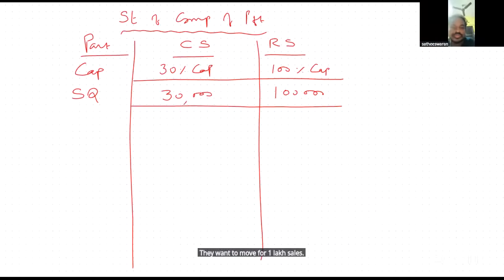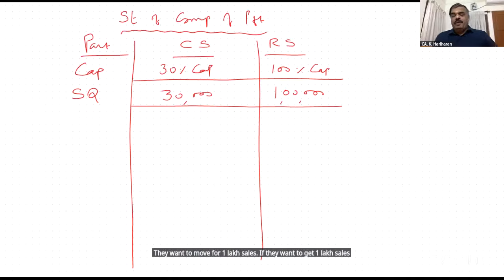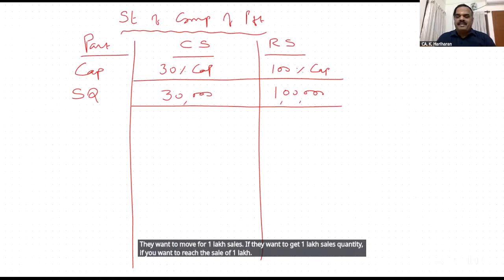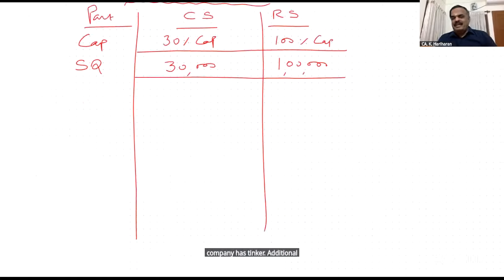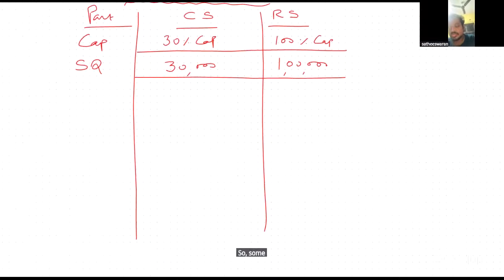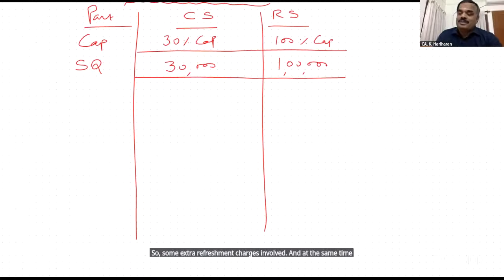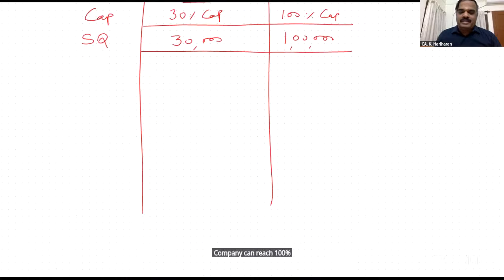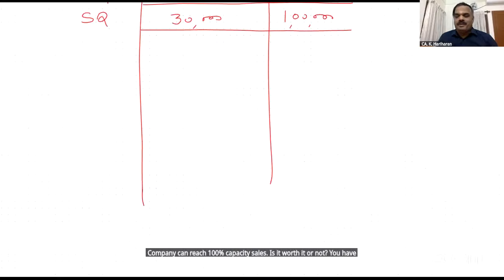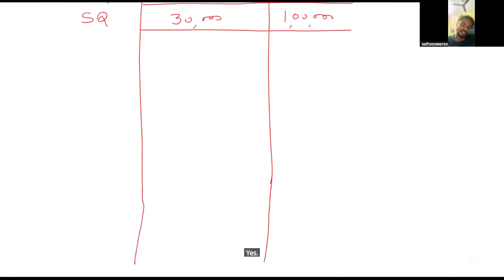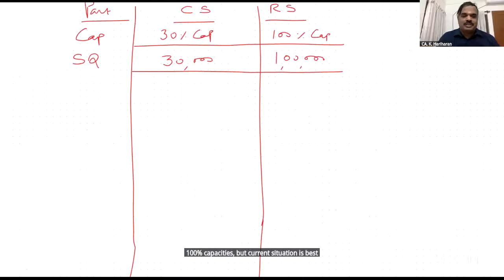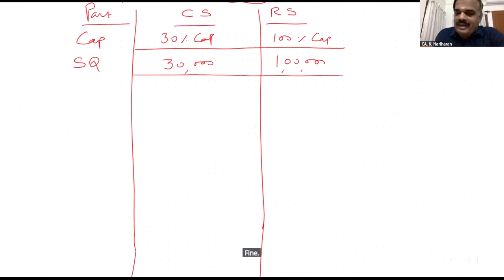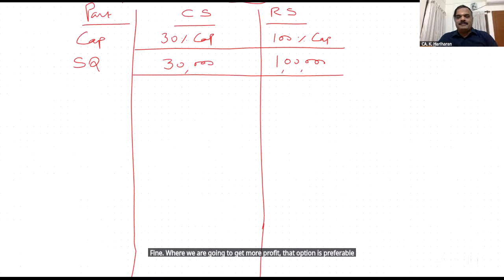If they want to reach the sale of 1 lakh, the company has to incur additional expenses like lucky draw, gift item, television advertisement. Some extra refreshment charges also they have to incur. At the same time, they have to reduce the selling price also. So after reducing the selling price and incurring additional expenses, the company can reach 100% capacity sales. Is it worth it or not? You have to identify. Whether the current situation is best or the revised situation is best, you have to find. Where we are going to get more profit, that option is preferable.